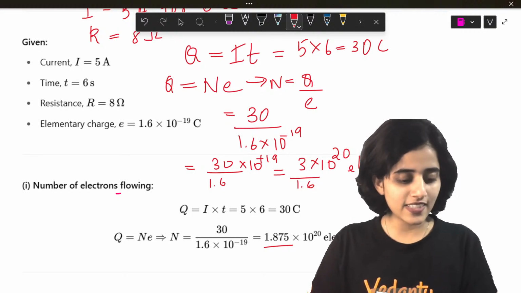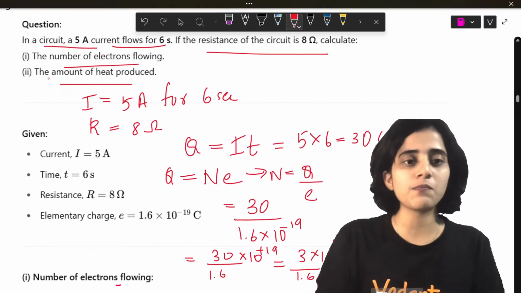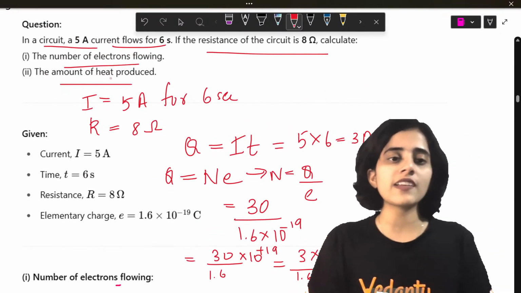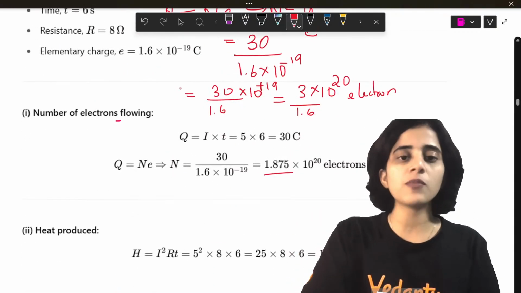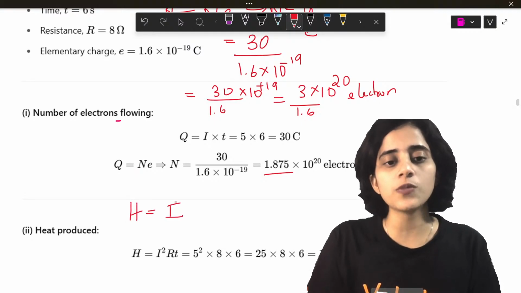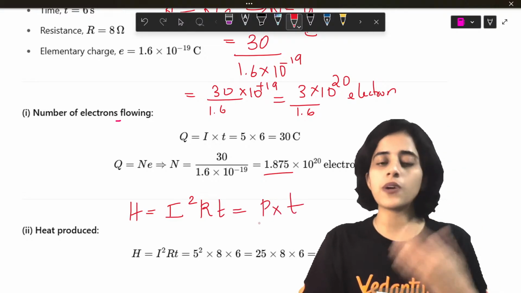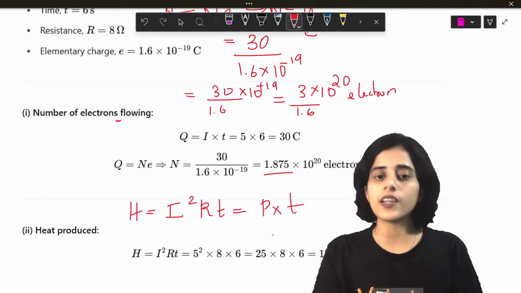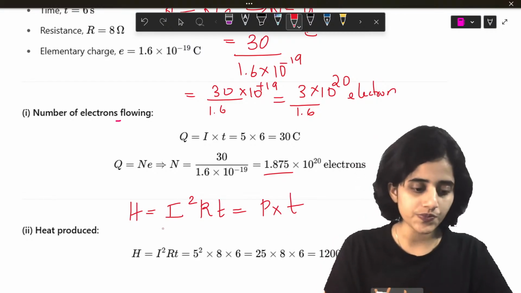Getting it? Okay, let's move on to the next question. Okay, not the next question, the next part. You also have to find out the amount of heat produced. To find out the amount of heat produced, there is an equation: heat is equal to I square RT. This is basically power into time. Power is I square R, so power into time. That is why resistance is given to you.